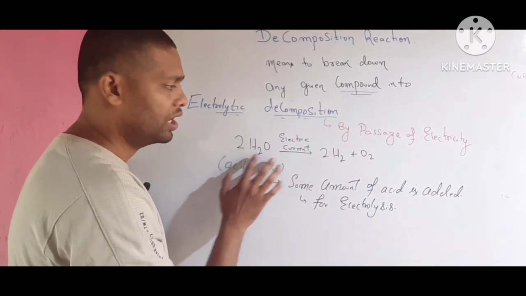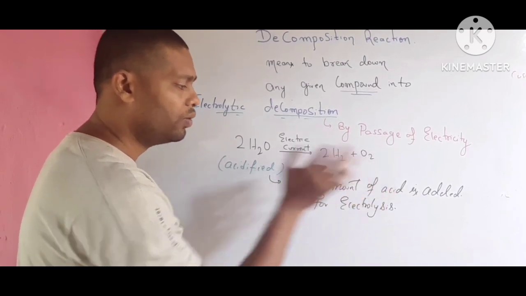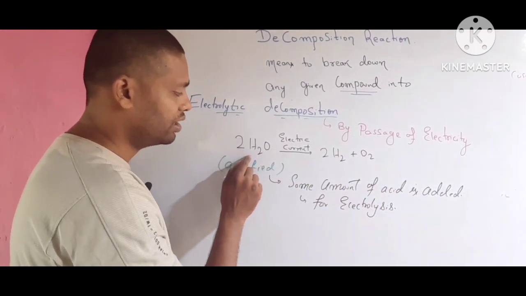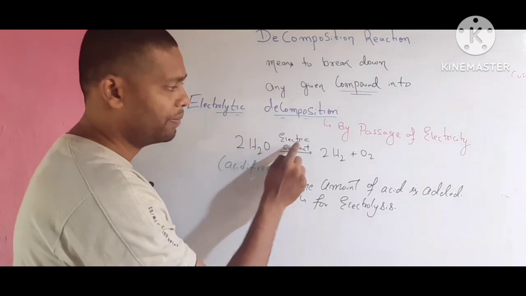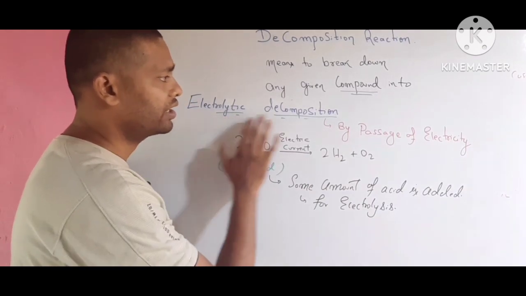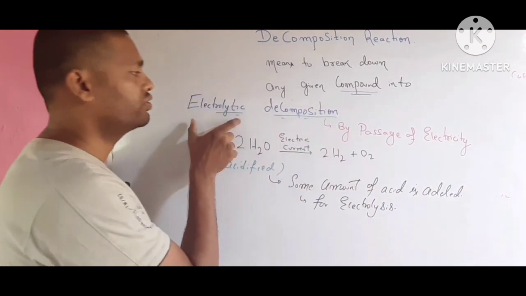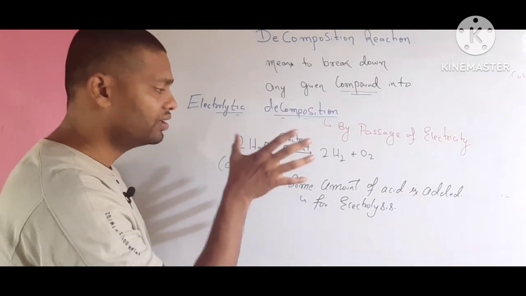So this is water. I am passing the electric current. What is happening? I am getting hydrogen and oxygen. So this is what electrolytic decomposition is: breakdown by using electric current, electrolytic, just like thermal is by heat. Okay.